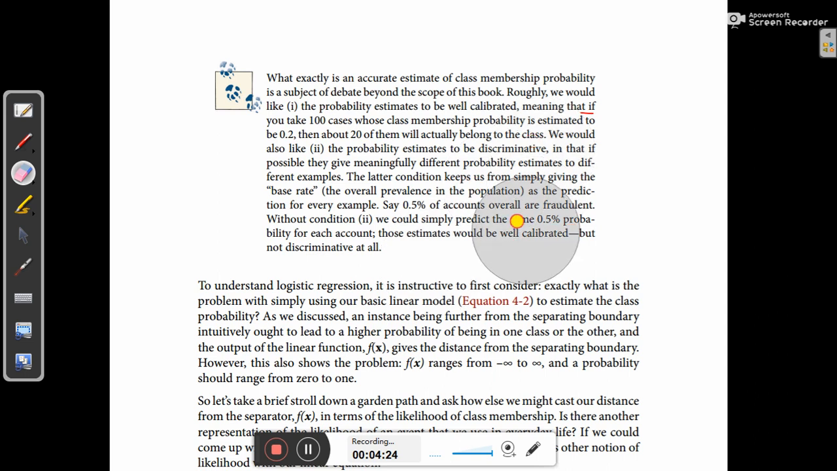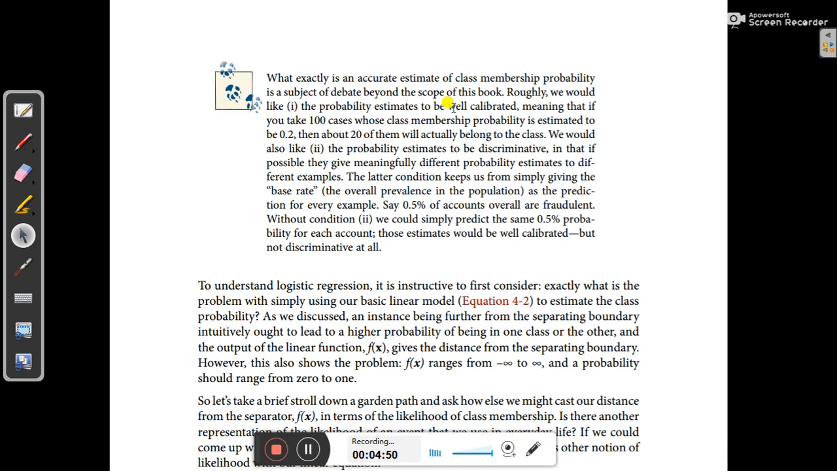So what it is saying is that finding the accurate class membership probability is tough, and beyond the discussion of this book. That is why we are trying to understand a bit about logistic regression, which will give us a better way to follow that procedure.